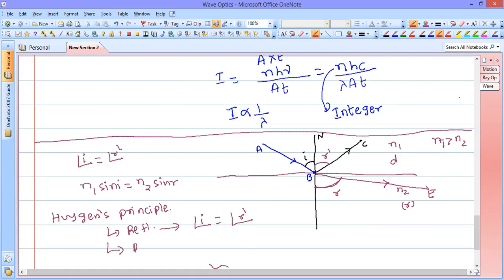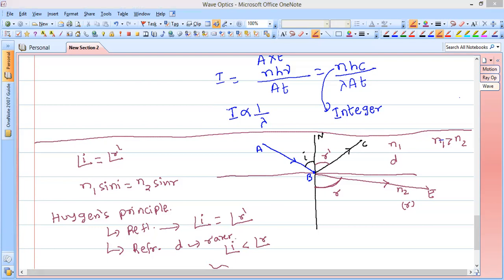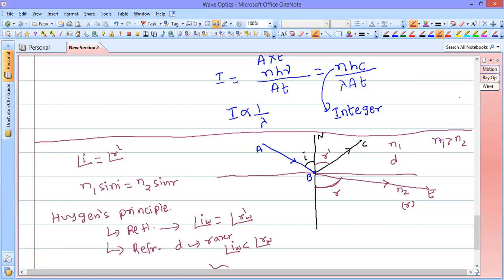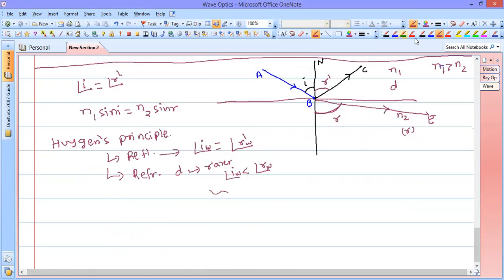Whereas when it comes to refraction, if the light ray is moving from denser medium to rarer medium, denser to rarer, then we need to prove that the angle of incident wavefront, I'll put as IW, is less than the angle of refracted wavefront, RW dash. This we need to prove. Okay? Fine. Is it fine?